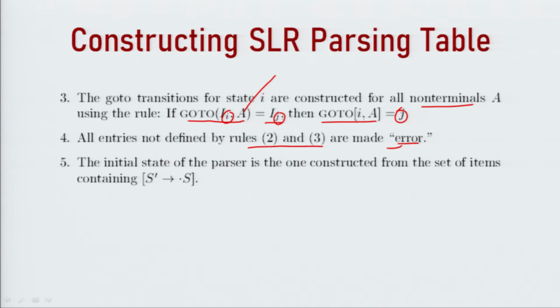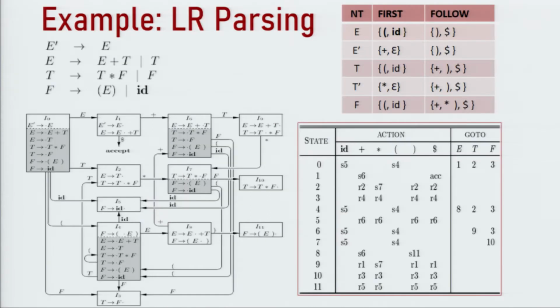Now, the initial state of the parser is the one constructed from the set of items containing S prime to dot S. So, that will be the initial state, this is I0. Now, here we will construct the parsing table. What ingredients do we require? This is our grammar and this is our LR0 automata, and here we have written 2 outputs, first and follow, as we discussed in the previous class. So, for every grammar symbol we calculated first and follow. Now, what will we do?